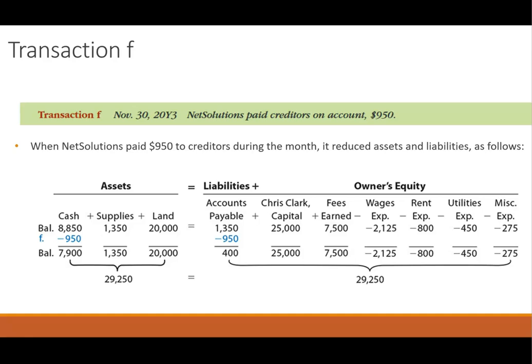Now, Net Solutions paid creditors on account $950. So we owed money for some supplies, and we paid $950 of it. So do you see our cash decreased? Cash is a resource, it decreased. But we also decreased our liability, that accounts payable, that amount we owed. So after this transaction, our assets of $29,250 still equal our liabilities plus our stockholders' equity. The beauty of accounting is everything balances after every transaction. If it doesn't balance, something's wrong.